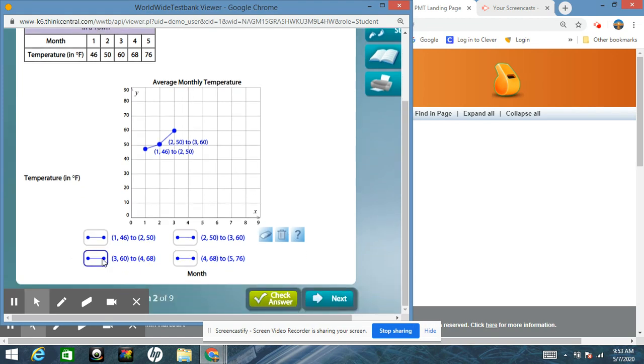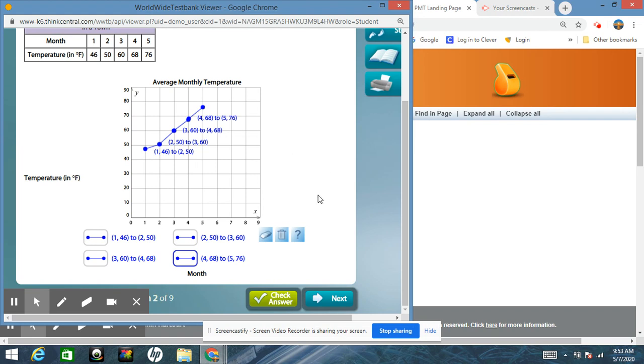Then I'm going to do this ordered pair of 4 and 68. 4 is my x-axis. Y is 68. 68 is not an exact spot, but I know 68 is close to 70. So I click here, go to my fourth month, and I go to 68, which is right about here. And the last one is my fifth month. And in my fifth month, I had a temperature of 76. So 76 is right about here, closer to 80. So I click here, go to my fifth month, 76 is right about there.